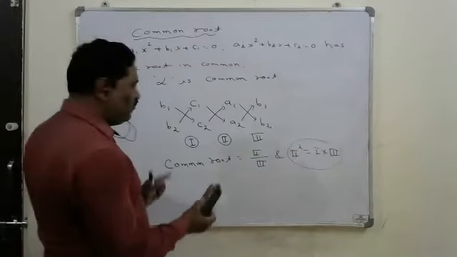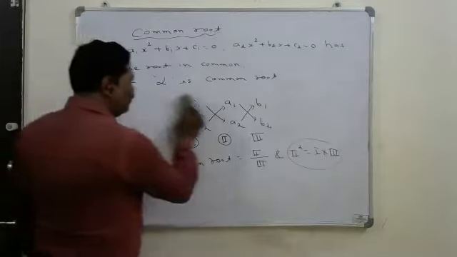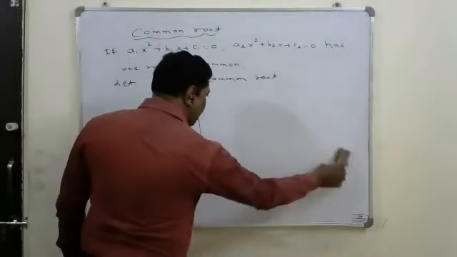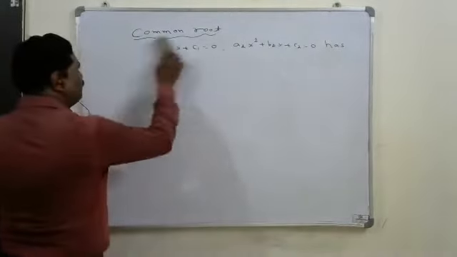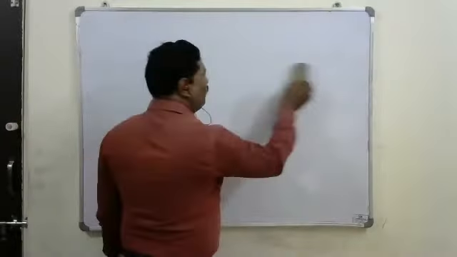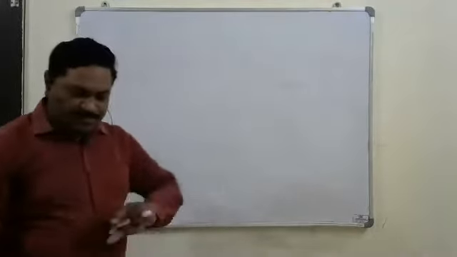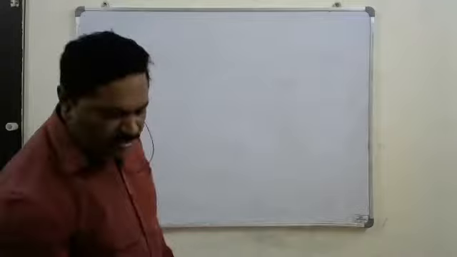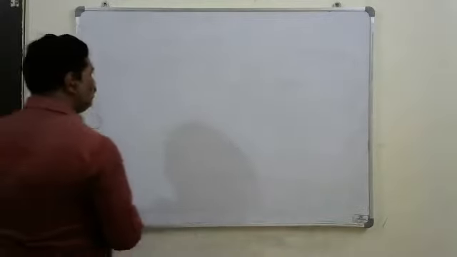So this is the formula we have to remember. Now this is the condition if exactly one root is in common. Only one root should be in common. Suppose both the roots are in common, then what is the condition?